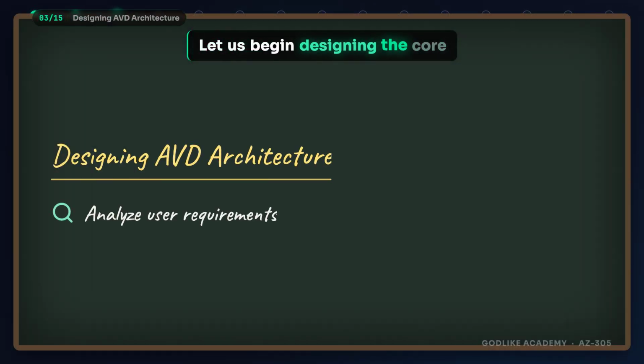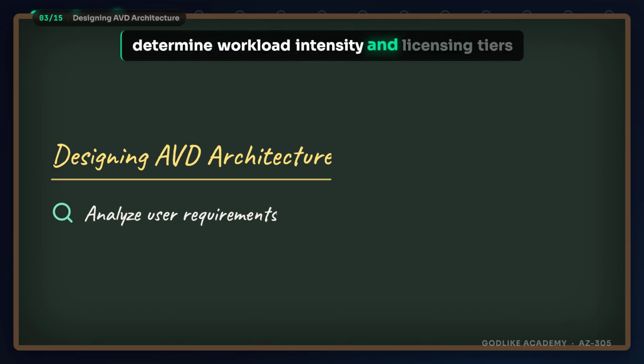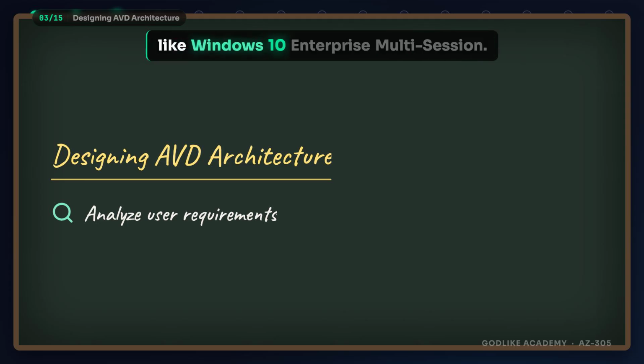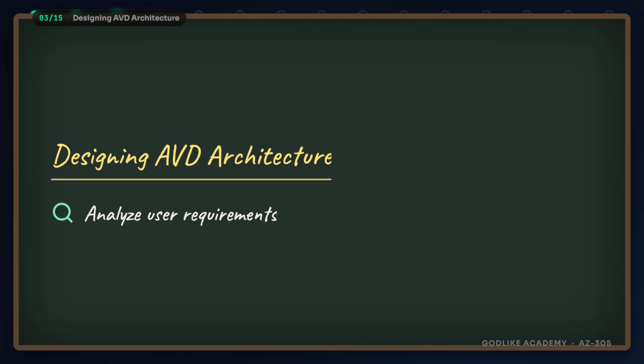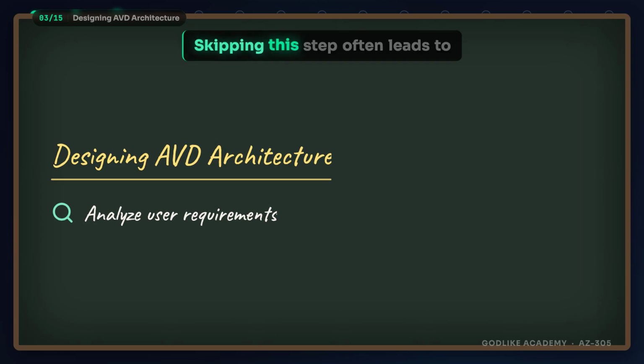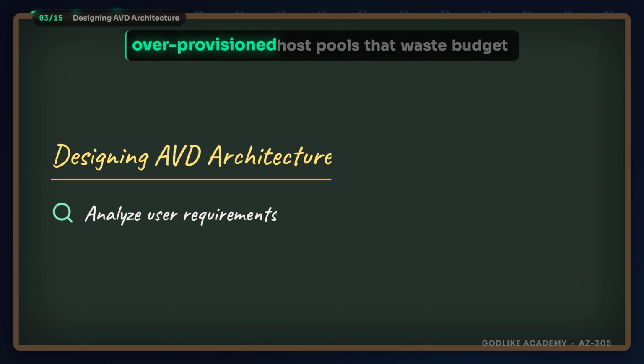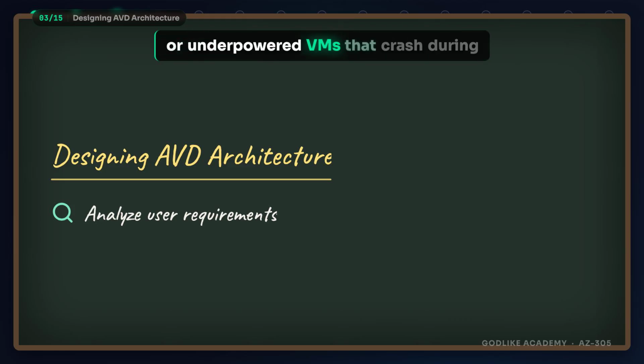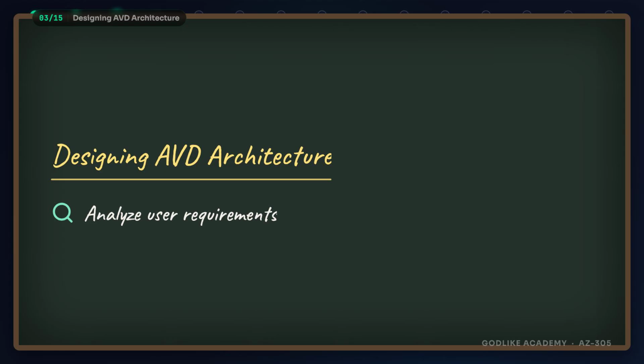Let us begin designing the core architecture by following a strict sequential workflow. First, we analyze user requirements to determine workload intensity and licensing tiers like Windows 10 Enterprise Multi-Session. You must map each department to specific compute needs before provisioning anything. Skipping this step often leads to over-provisioned host pools that waste budget or underpowered VMs that crash during peak business hours.